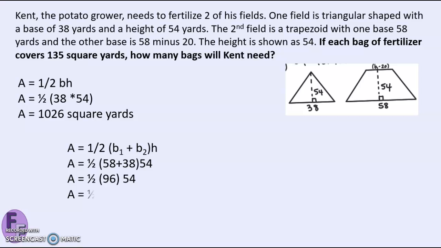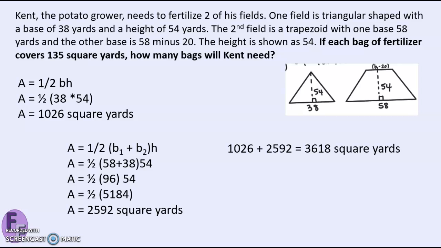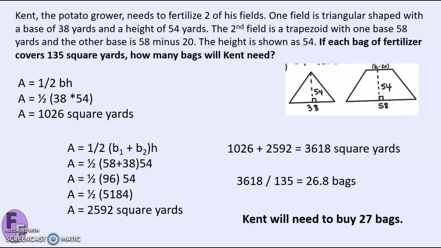Multiply 96 times 54. That will give you 1/2 times 5,184. And then take your 5,184 times 1/2 to get a total area of 2,592 square yards. The next step is to add those two areas together.